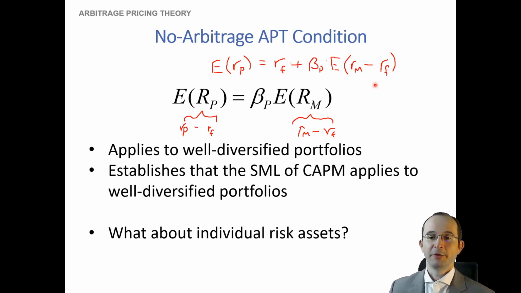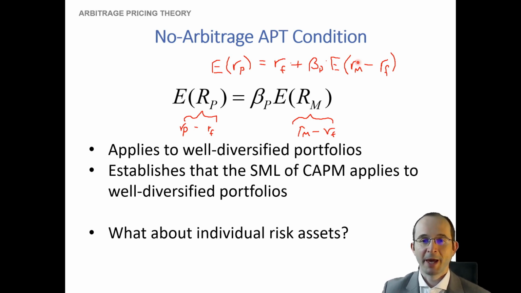Well, there's a trick here by which we can actually use the APT insight for well-diversified portfolios to extend to individual risk assets. And it lies in the realization that individual risk assets make up portfolios. So if we actually do observe the CAPM relation by no arbitrage for well-diversified portfolios, we will say that it must be virtually certain that it holds for most individual risk assets as well.